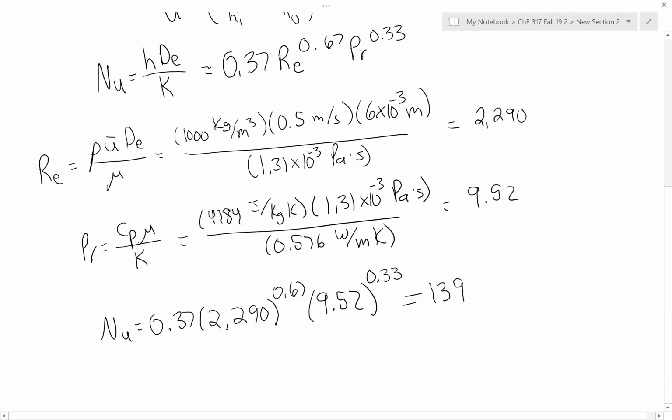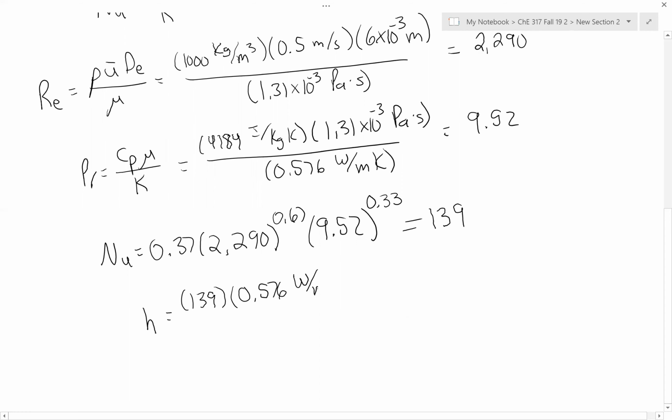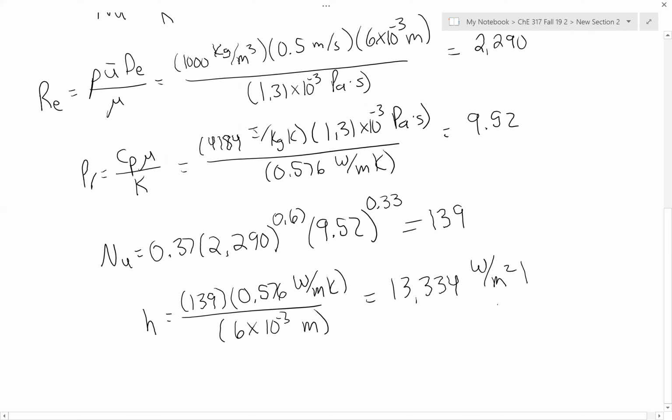With the Nusselt number, I can now calculate the heat transfer coefficient as 139, our Nusselt number, times our thermal conductivity of 0.576 watts per meter Kelvin, divided by the effective diameter of 6 times 10 to the minus 3 meters. And I get a value of approximately 13,334 watts per meter squared Kelvin.